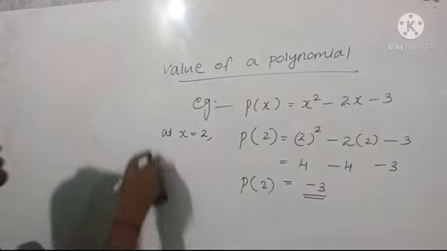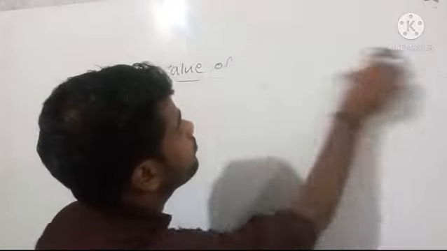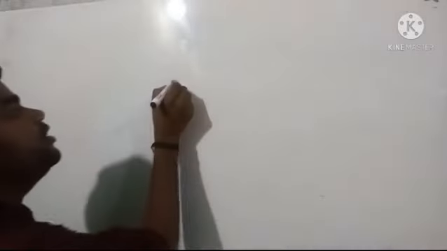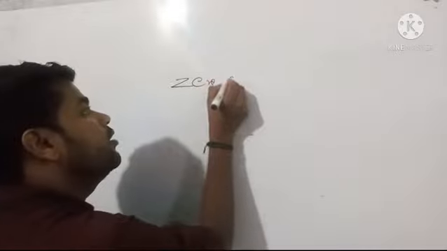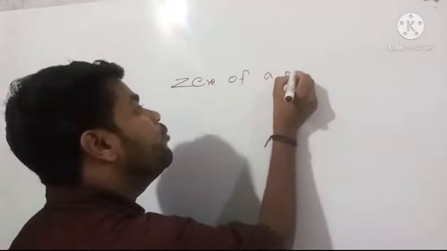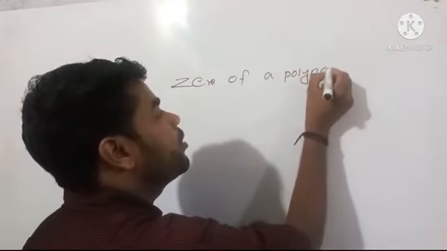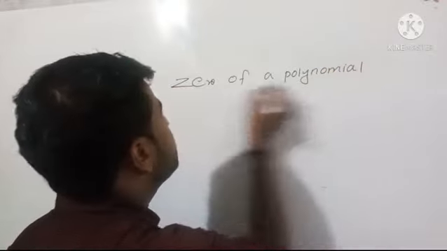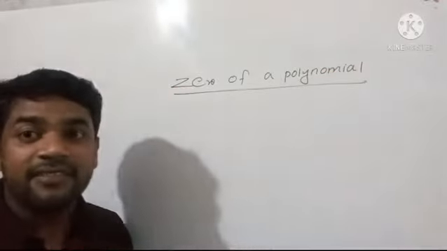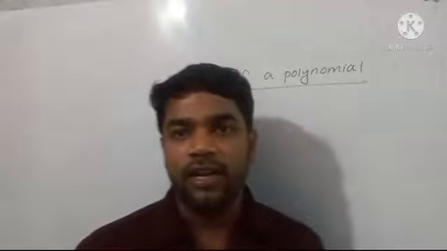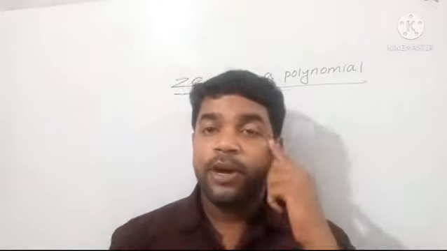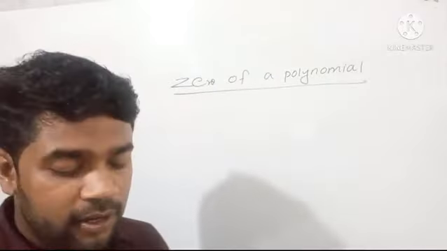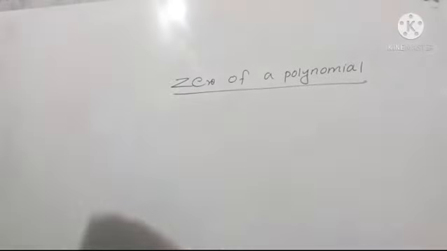Then next one is zero of a polynomial. What do you mean by zero of a polynomial? I think you are familiar with zero of a polynomial and zero polynomial, which we studied already in class 9. Okay, let us take one example.